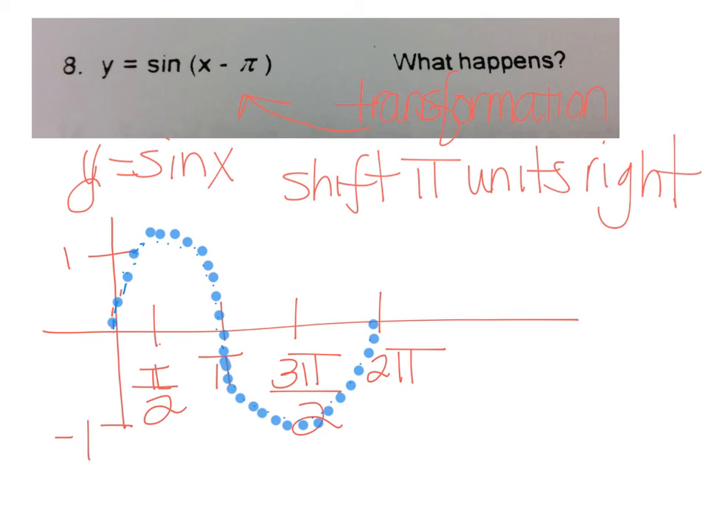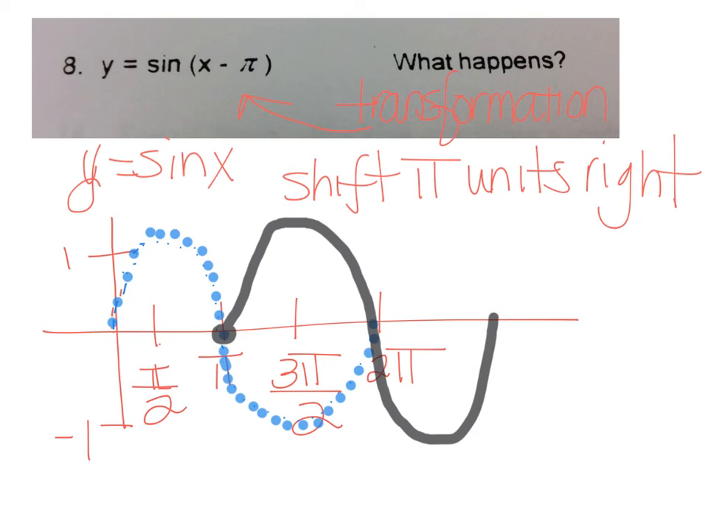Alright, so here we have the parent function in blue dots. Then let's graph the shift. Here's the shift. Every point moved over pi units. So if you take a look, this was at 0 and we added pi units. This point right here in blue is at pi, and we add another pi, and we're at 2 pi. So it definitely shifted. That ends our video.